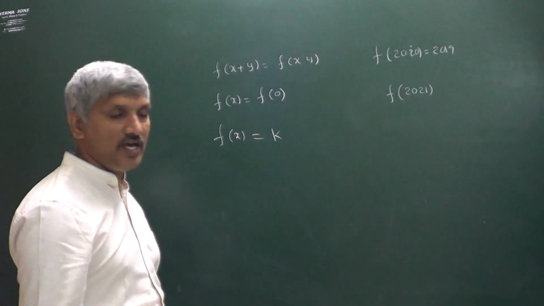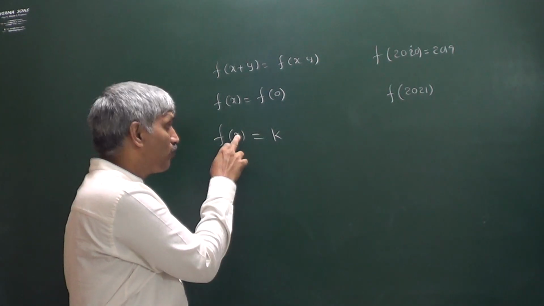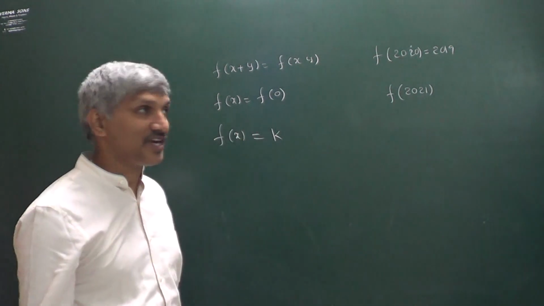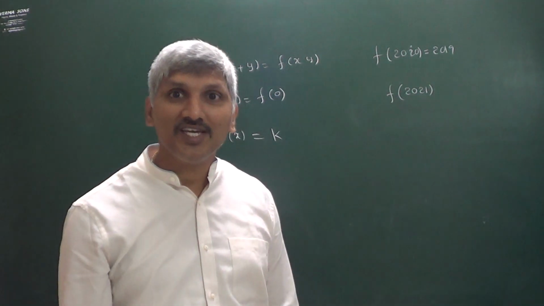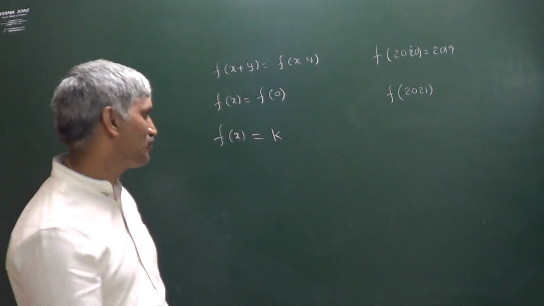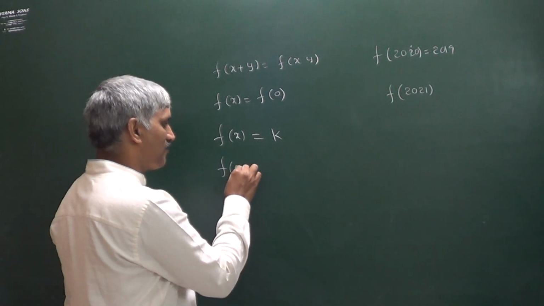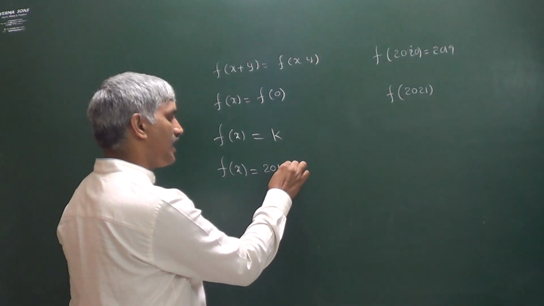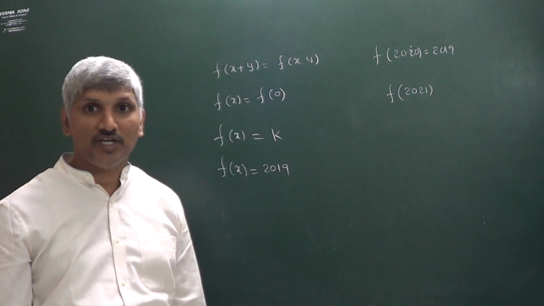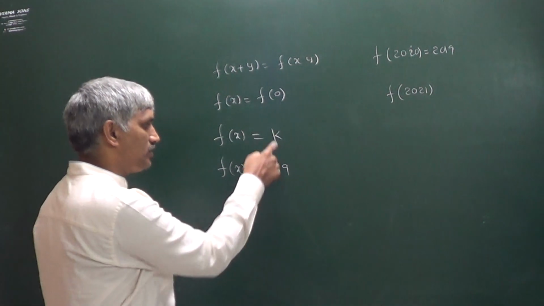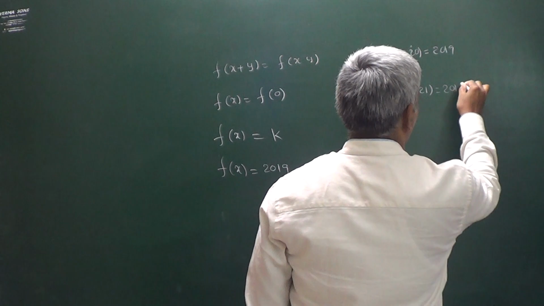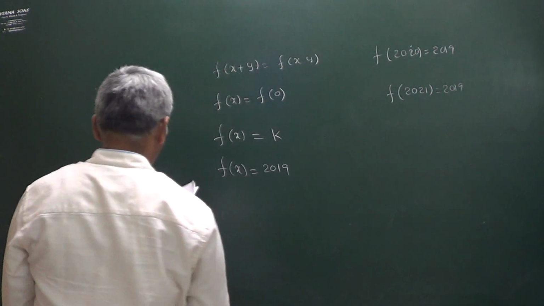But what is that k? f(x) is equal to k means f(1) is also k, f(2) is also k, f(5) is also k, f(-1) is also k. That means f(2020) is also equal to the same k. But what is that k? That k is 2019. So I can say f(x) is equal to 2019, because in the question f(2020) is given as 2019. That's why the k value is 2019, and f(2021) is also equal to the same 2019.